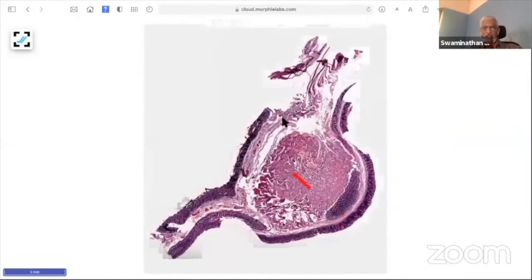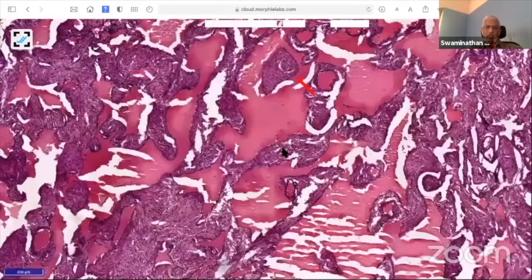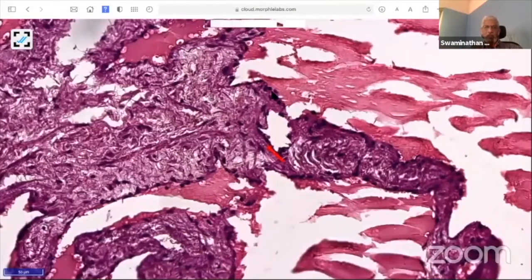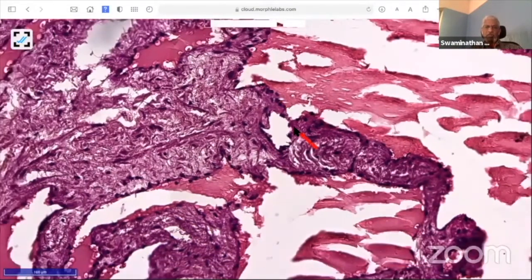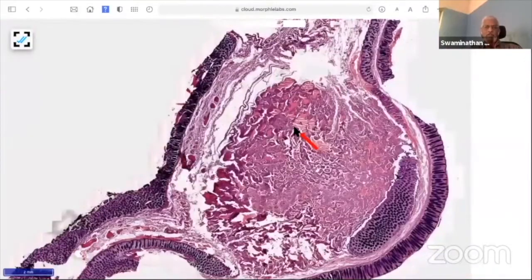This is another lesion, another nice submucosal lesion. And when you go to the high power, there are a lot of spaces, and some of these spaces have RBCs, some have inspissated serum, and they are all lined by endothelial cells. So the differential diagnosis here is, is it hemangioma or lymphangioma? In case of lymphangioma, you never see RBCs in the lumen. And the other thing, you see a lot of lymphoid cells in and around the lesion. Whereas in hemangioma, you see the RBCs and you don't see that many lymphoid cells.